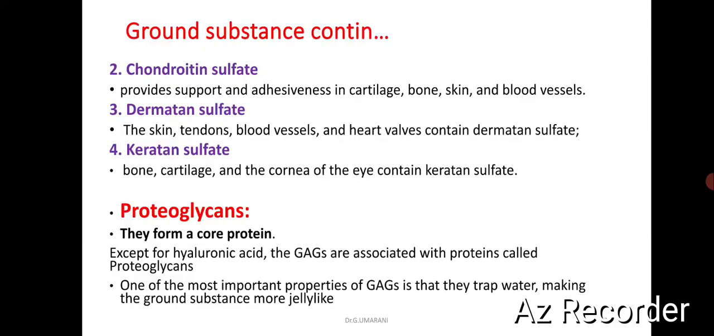And ground substance also contains glycosaminoglycans. Other components are chondroitin sulfate, dermatan sulfate and keratan sulfate. Keratan sulfate is present in bone, cartilage and the cornea of the eye, whereas dermatan sulfate is in the skin, tendons, blood vessels and heart valves, whereas chondroitin sulfate provides support and adhesiveness in cartilage, bone, skin and blood vessels.